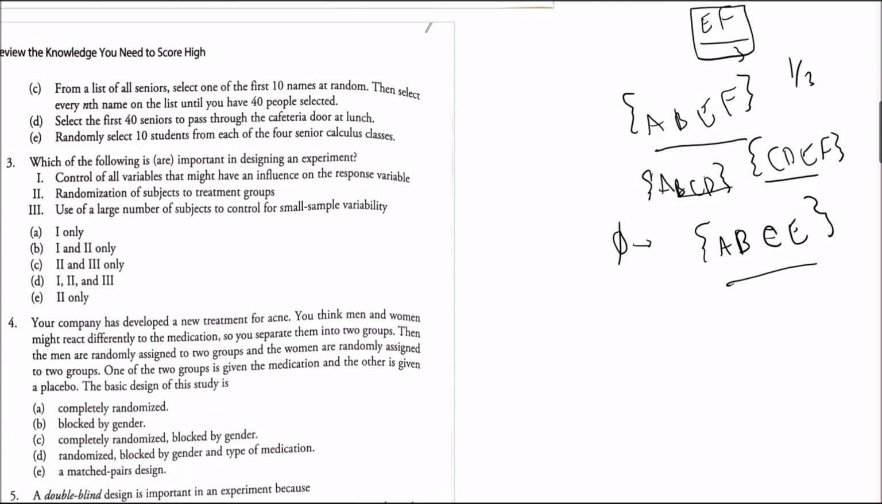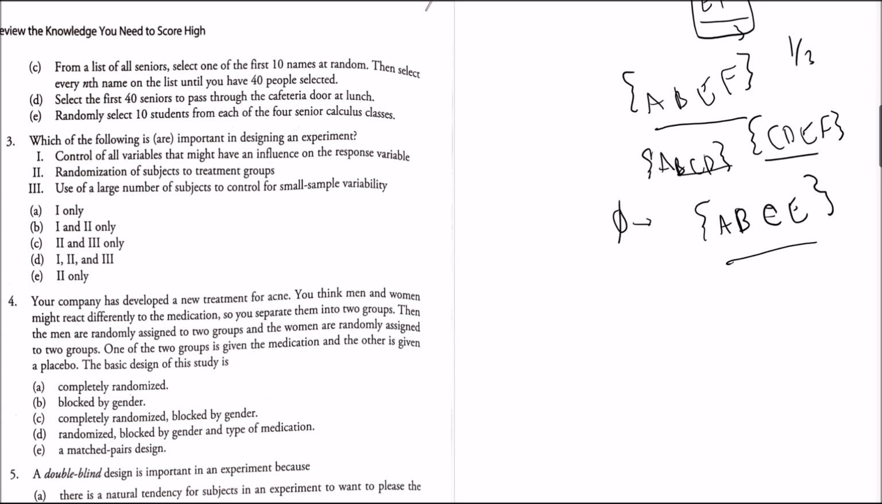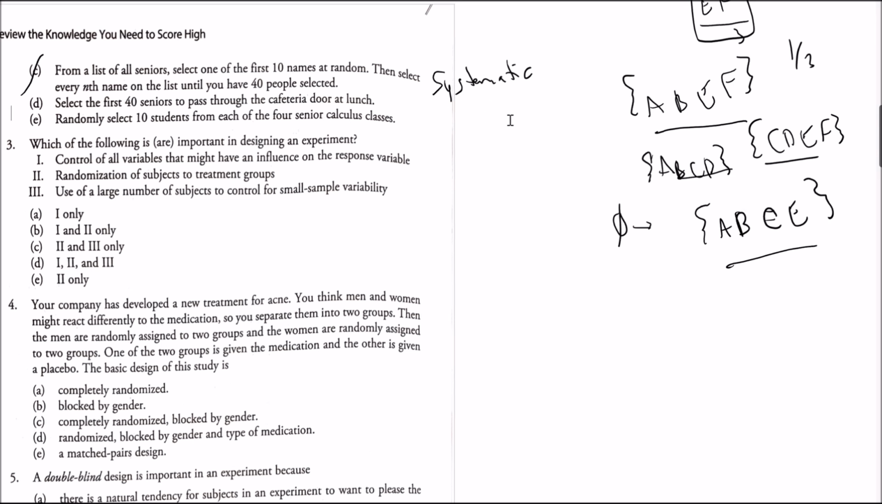From a list of all seniors, select one of the first 10 names at random. Then select every nth name on the list until you have 40 people selected. Okay, so now for part C, this is known as a systematic sample. Select one of the first 10 names at random, select every nth name. That's systematic sampling, right? So that's not simple random sampling as we know it. And then, select the first 40 seniors to pass through the cafeteria door at lunch. That's not even a probability sample. So systematic is a probability sample.